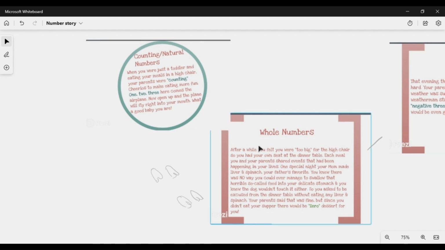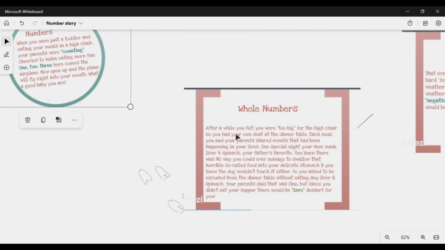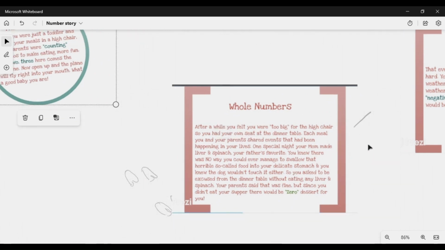Next, let's move to whole numbers. Now it is very clear what are counting numbers. When you were a toddler, you were taught natural numbers, or you can say counting numbers. As you are growing up, after a while, you felt you were too big for the high chair, so you had your own seat at the dinner table. Each meal you and your parents shared events that had been happening in your lives. One special night, your mom made liver and spinach, your father's favorite. You knew there was no way you could manage to swallow that horrible so-called food into your delicate stomach.